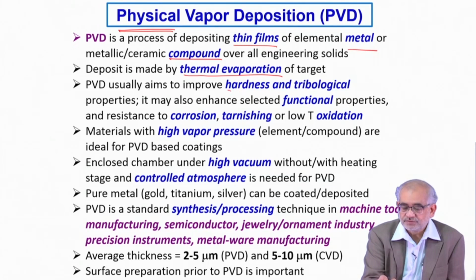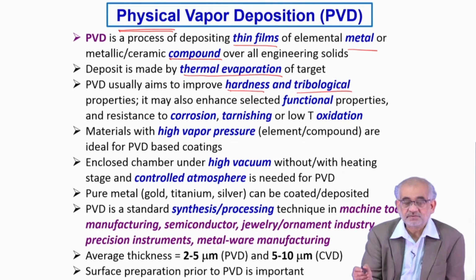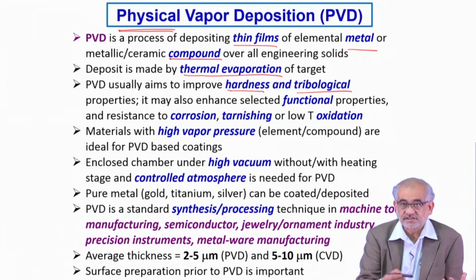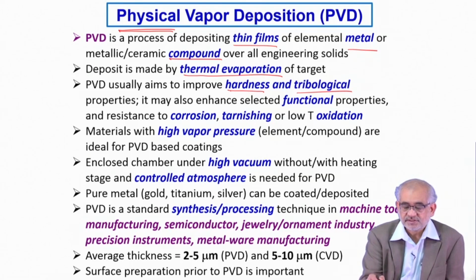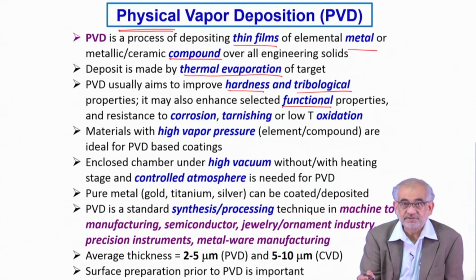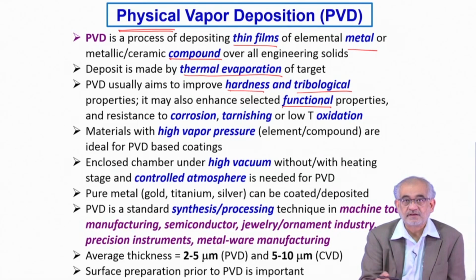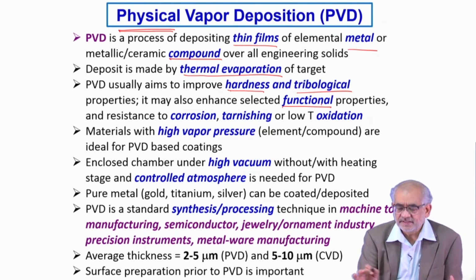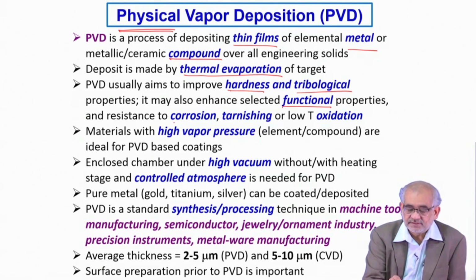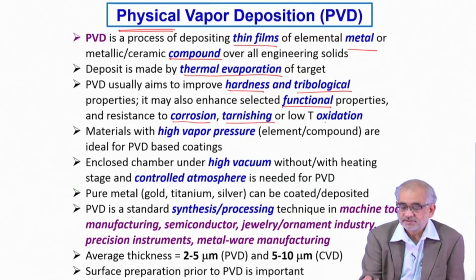You do this primarily to improve the hardness or the most important tribological properties, starting from friction to wear and erosion and other processes. There could also be utilities based on improvement of functional properties, which can be anything from conductivity to reflectivity, so make it amenable to various kinds of other functional applications. Similarly, this also can impart resistance to corrosion, resistance to tarnishing at room temperature, degradation, or even against oxidation.